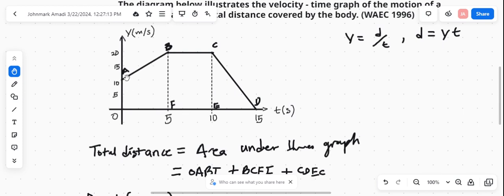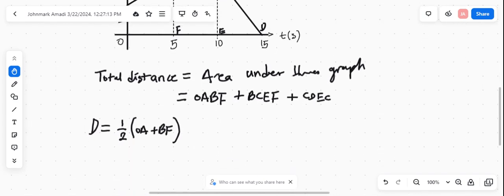Times height. What is the height of this? These are the two parallel sides. OA and BF are the parallel sides of this trapezium. So the height will be the distance on the T axis, from O to F. What is the distance from O to F? From O to F is 5. That would represent our height OF.